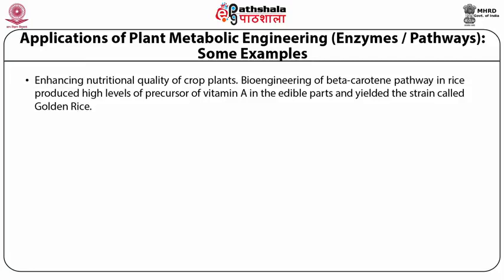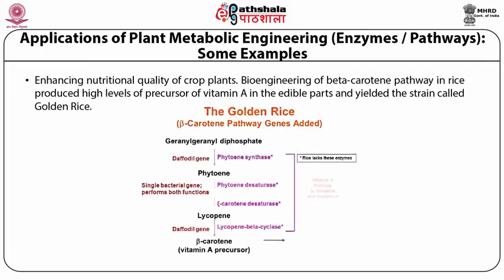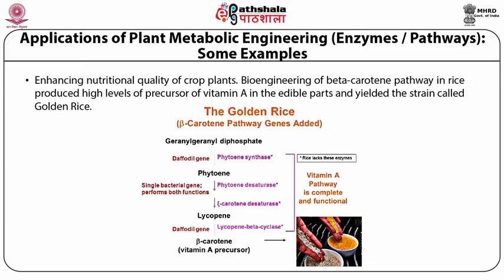Bioengineering of the beta-carotene pathway in rice produced high levels of the precursor of vitamin A in edible parts and yielded the strain called golden rice. Vitamin A is very important for vision, especially in developing countries.